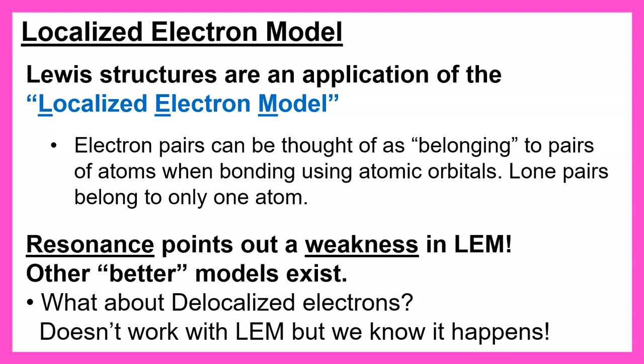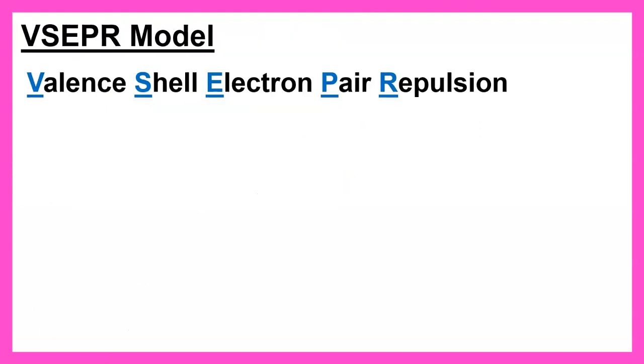One last thing you have to take into account that you did in Honors Chem is VSEPR, because VSEPR is going to improve our Lewis structures a little bit. Resonance improved them a little bit. VSEPR improves them a little bit. Valence shell electron pair repulsion. Remember, everything comes down to repulsions and attractions.